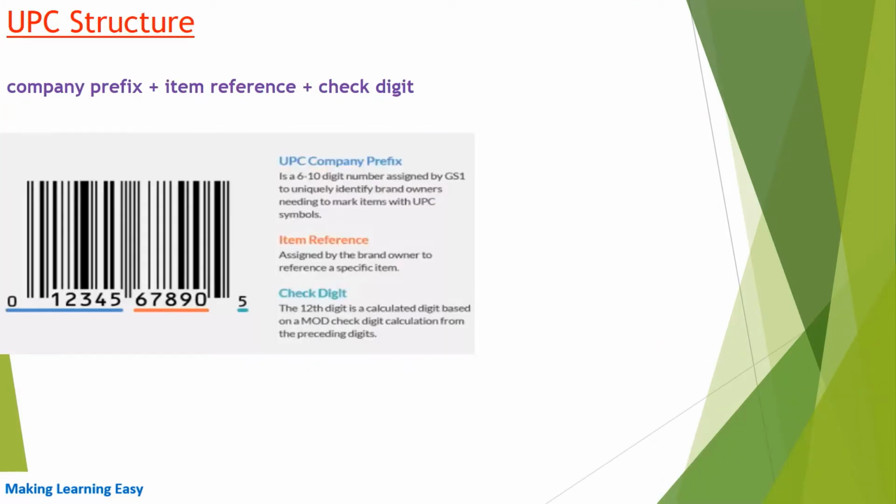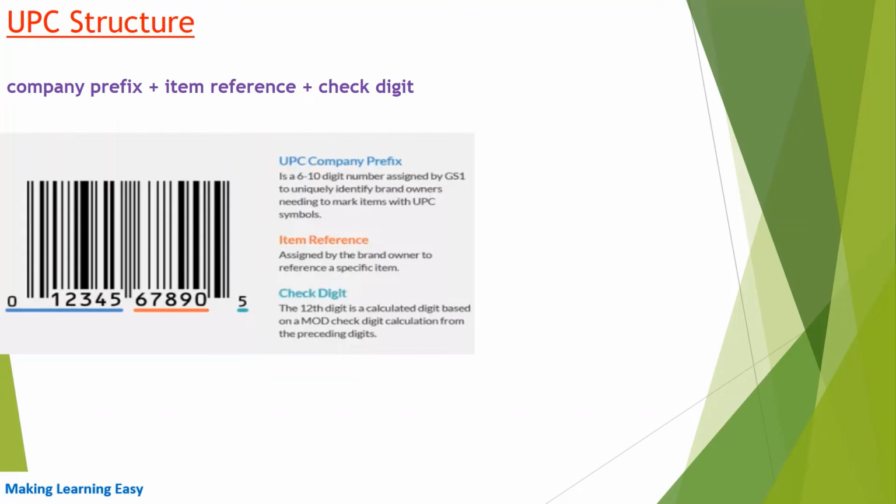Now let's see the UPC structure. It consists of three components. First is the company prefix, second is item reference, and third is check digits. Total size of all three components is 12 digits. Check digit size is single digit, and rest two components having size of 11 digits.